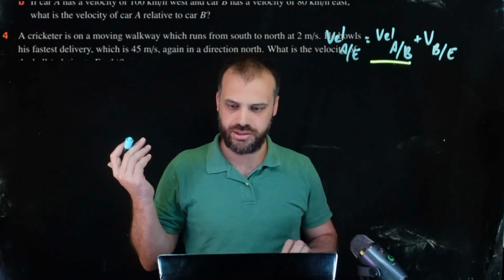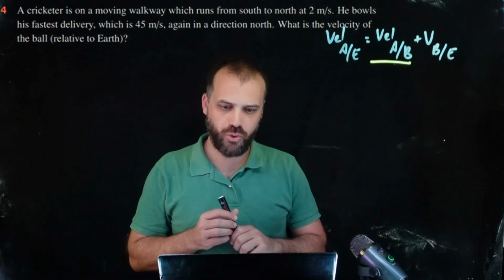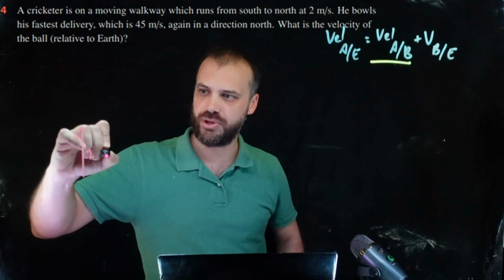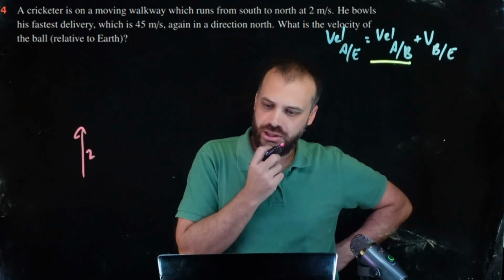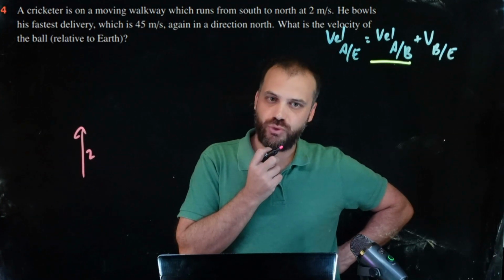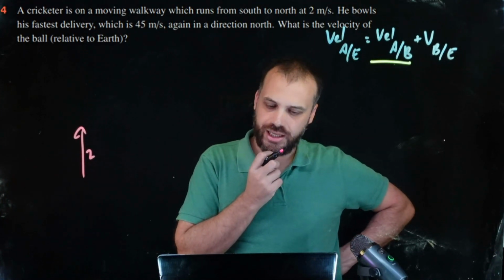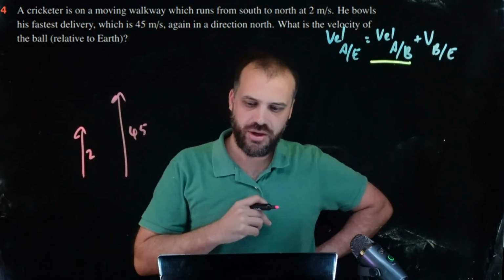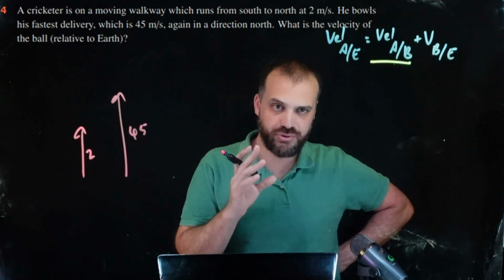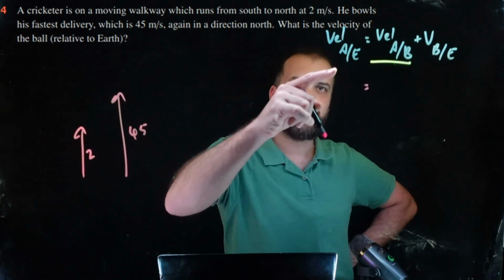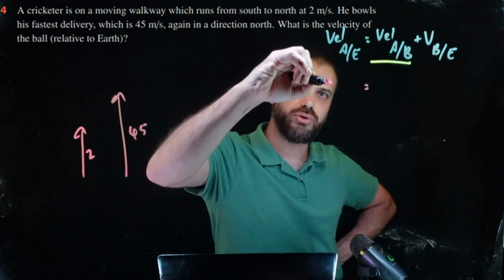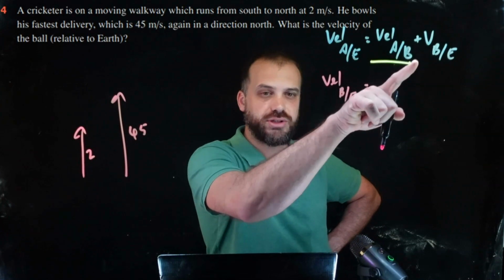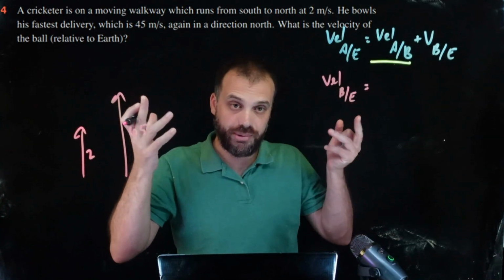Question 4 is, a cricketer is on a moving walkway which runs from south to north at 2 meters per second. I won't put the units in there. He bowls his fastest delivery, which is 45 meters per second, again in a direction north. So he bowls really fast. 45. What is the velocity of the ball relative to Earth? Okay, so we want the velocity of the ball relative to Earth. Now, that's a little bit confusing because I got my B here, but we just need to be a little bit clever about what we're doing.